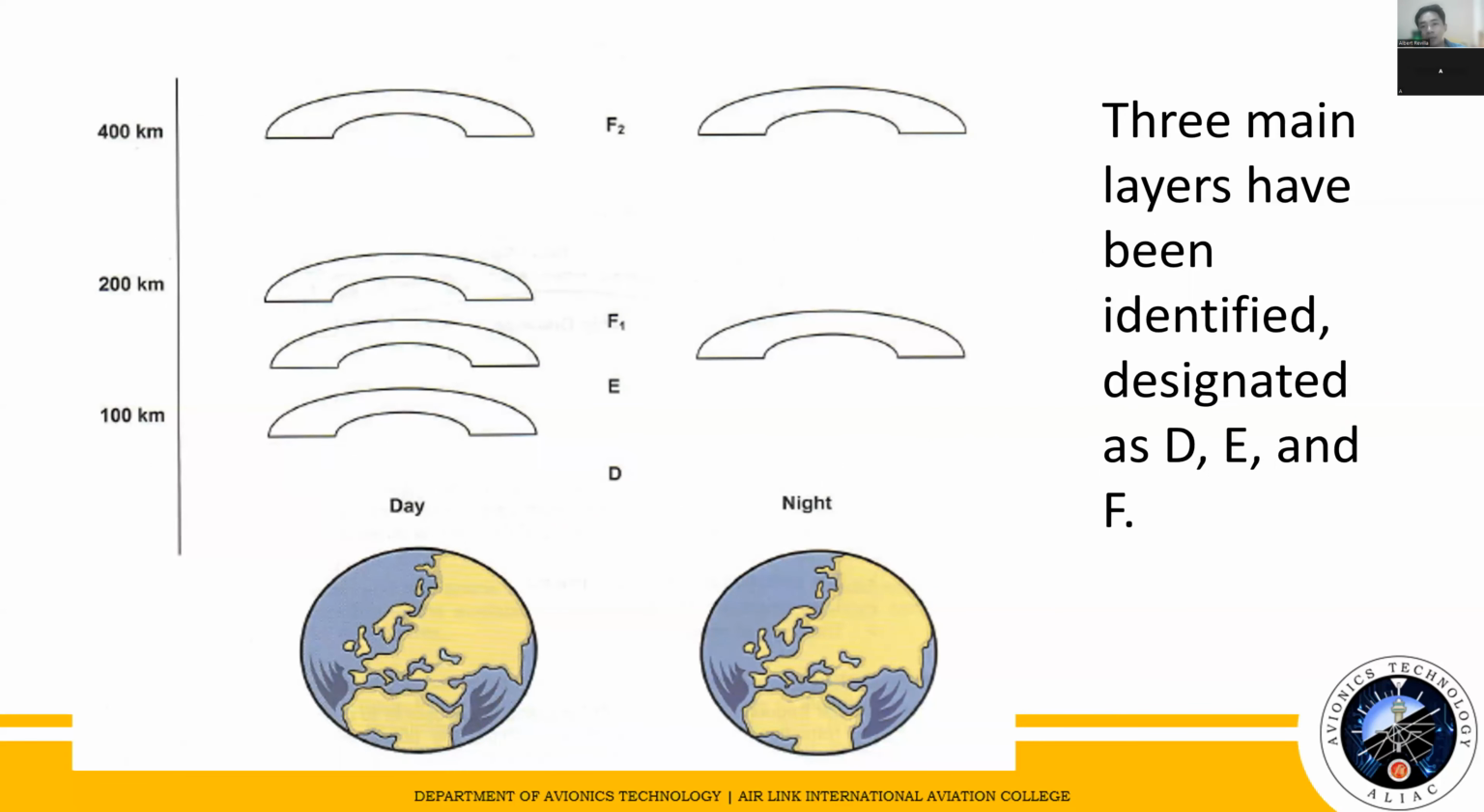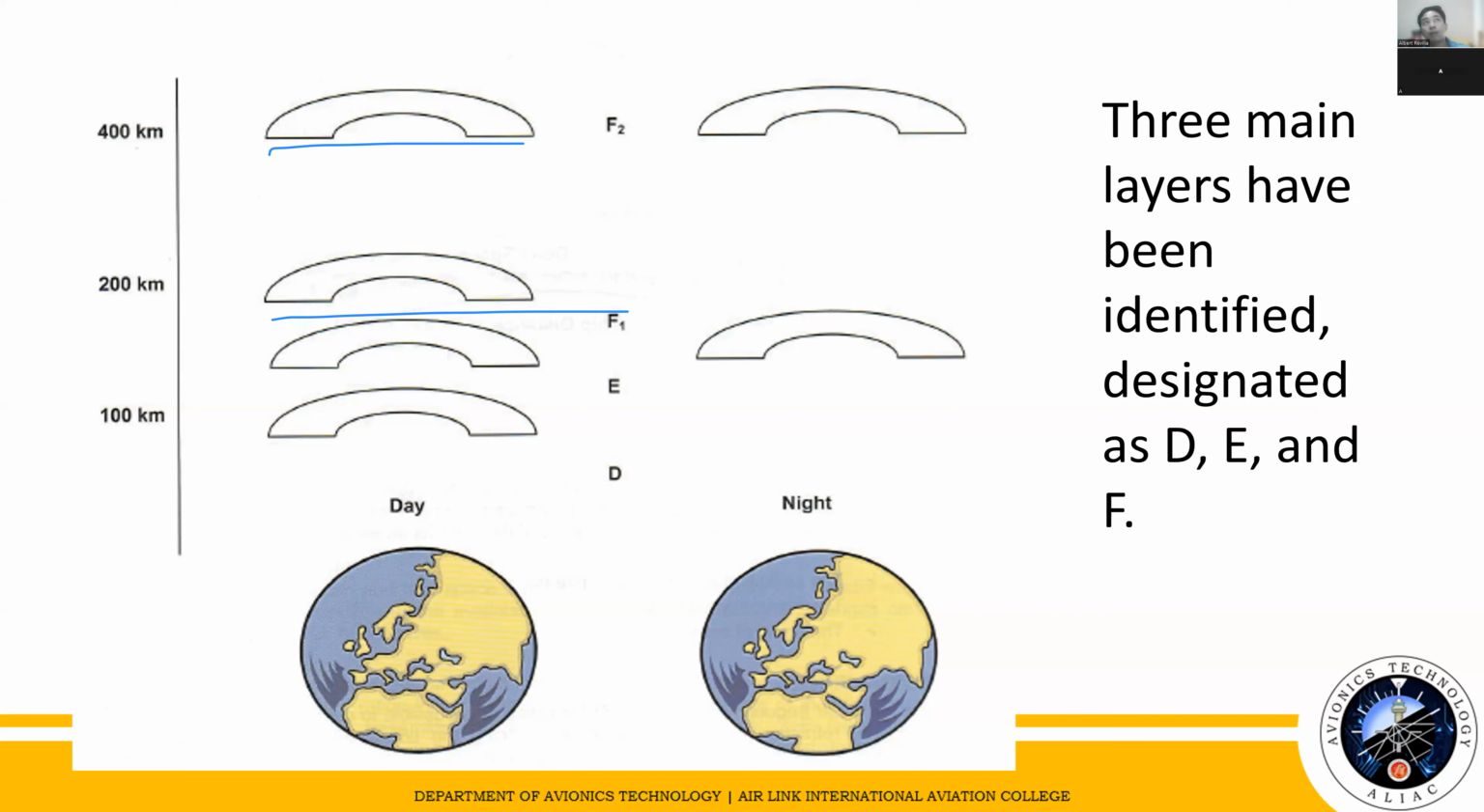So to understand, three main layers have been identified, designated as D, E, and F. There is also a connection with the 11-year sunspot cycle. Short-term effects occur in a random fashion, resulting in the ionized layer being in a state of constant turbulence. So, sa letter F, the layer splits into two separate layers during the day. Yan. Merong two separate layers during the day.